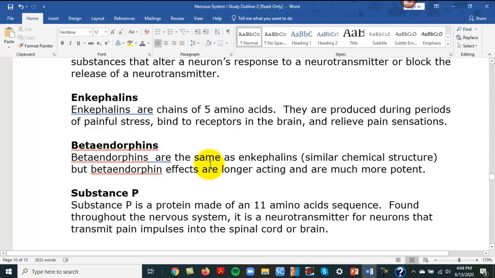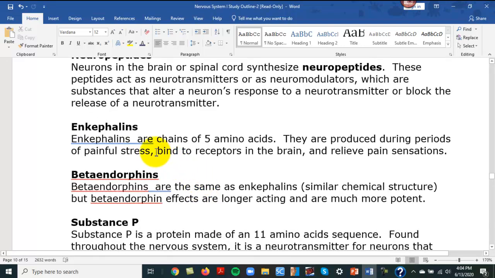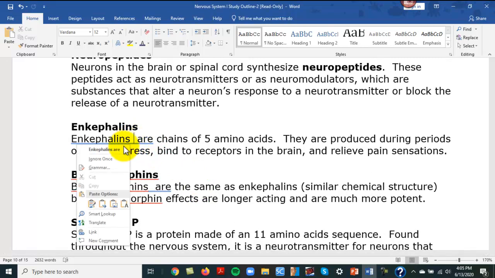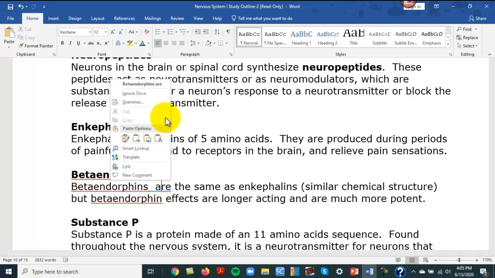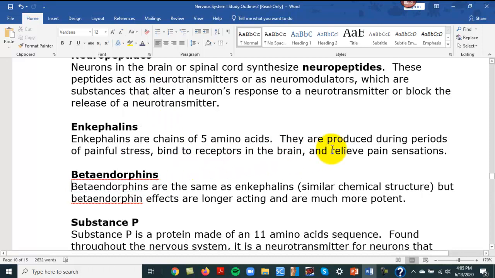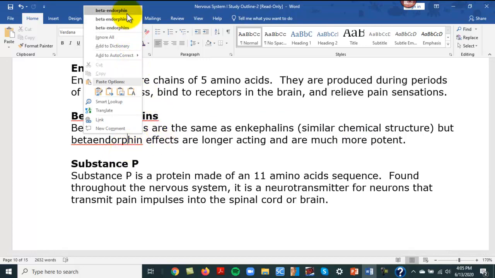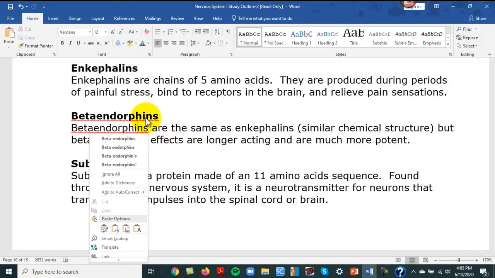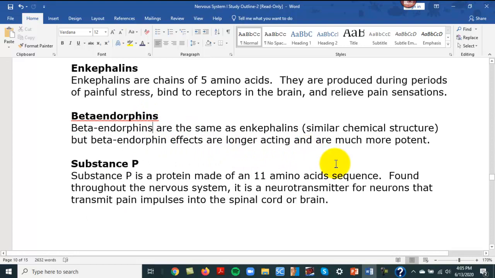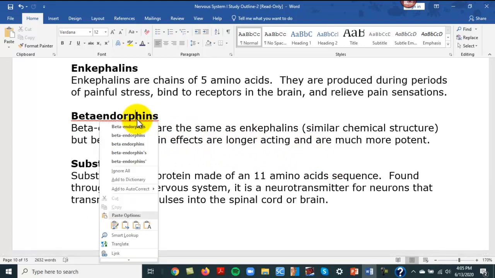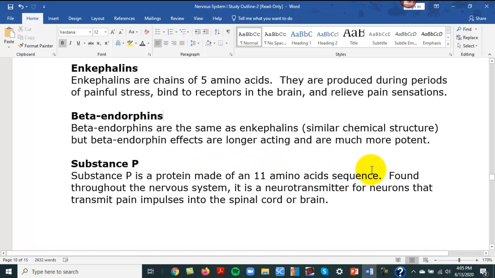Enkephalins and beta endorphins are there to mask pain. As it says here, they are produced during periods of painful stress and bind to receptors in the brain. They relieve pain sensations. Enkephalins do that. Beta endorphins do as well, but they are longer acting and much more potent.